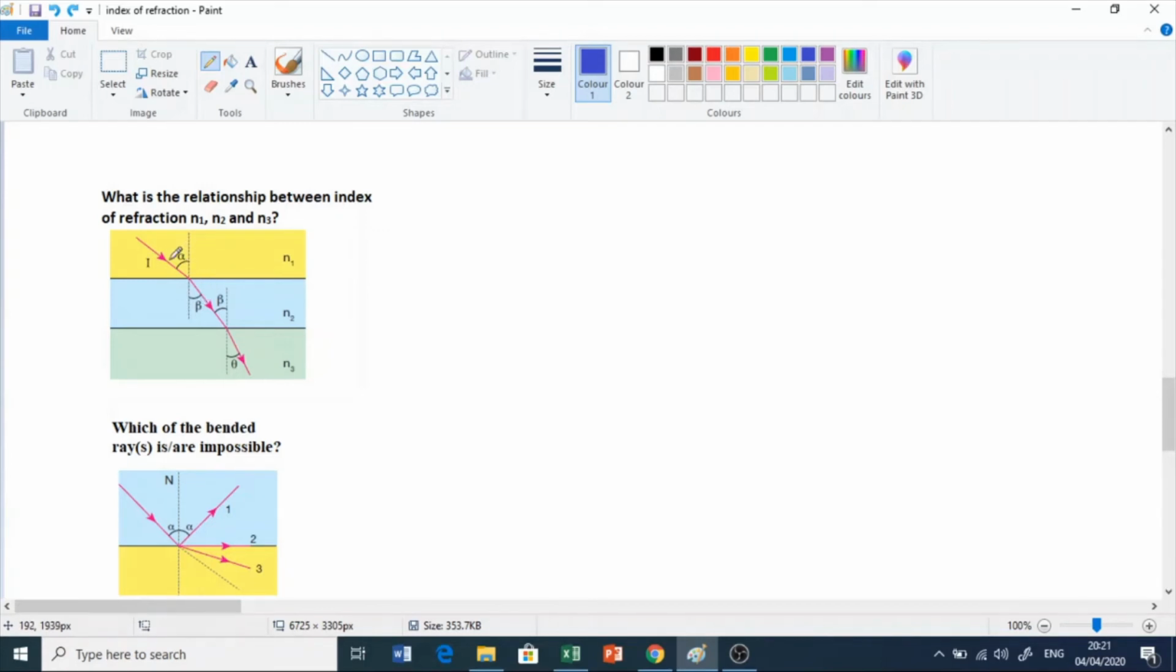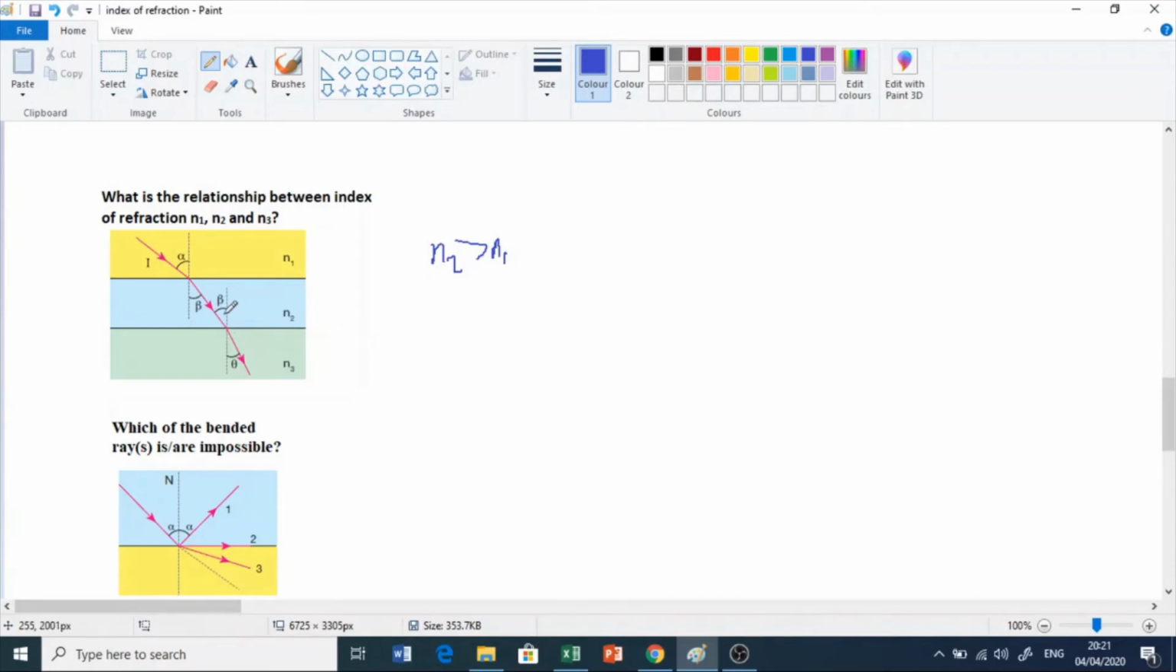Is the light bending toward the normal, or is it bending away from the normal? As you see here, the light waves are bending toward the normal. This happens when n2 is bigger than n1. I mean, when the light attempts to move from low index of refraction to high index of refraction, it is bending toward the normal.